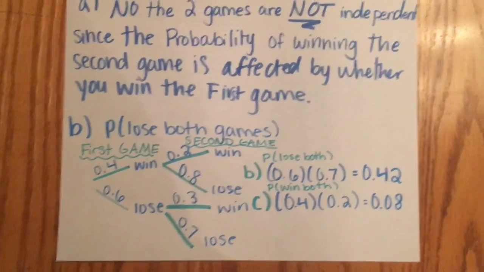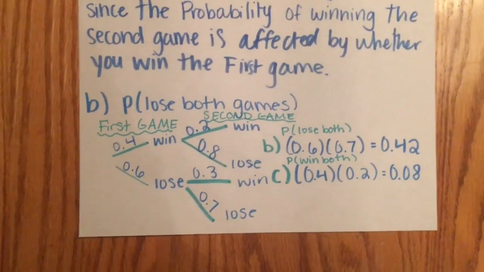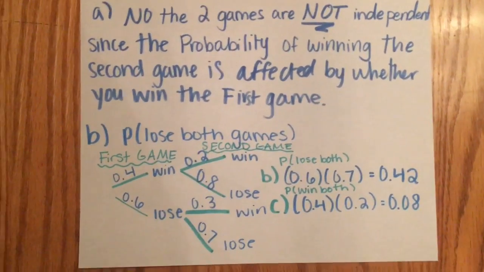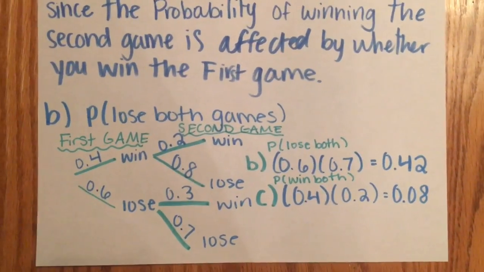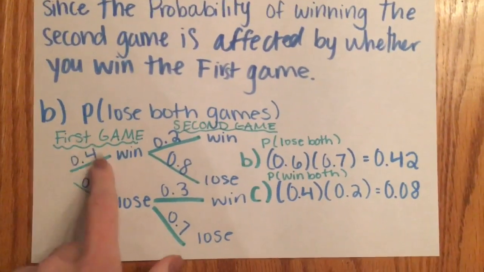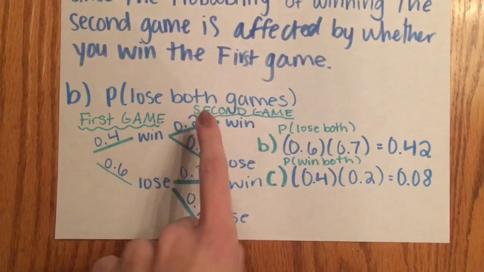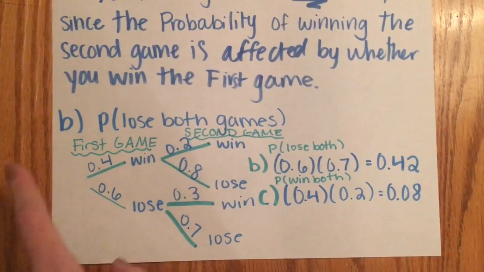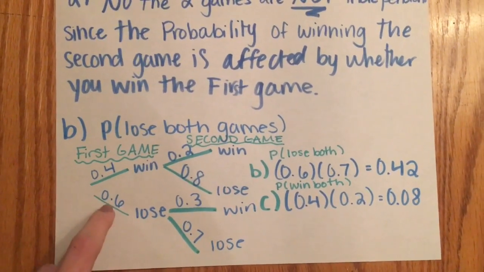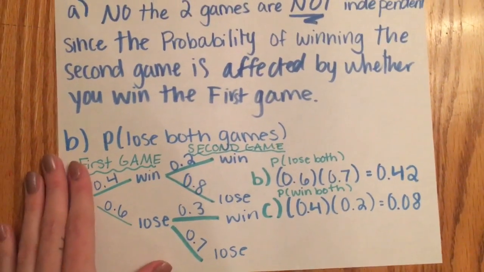Okay, so for part B, it asks what's the probability that you lose both games, and then for part C it asks what is the probability you win both games. So for this I decided to draw a tree diagram which shows the first game and the second game. So if you win the first and you win the second, or if you win the first and lose the second, and the same for the rest, like lose first, lose second, lose first, win second.